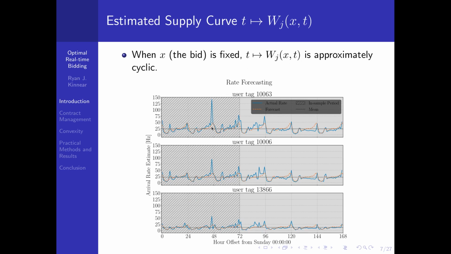Similarly, we can fix x and consider the time dependence with t. There's a natural time dependence which comes from the day-night cycle of people visiting websites. So if you bid the same amount, the rate at which you win will still fluctuate with time. This is why we consider this time dependence.